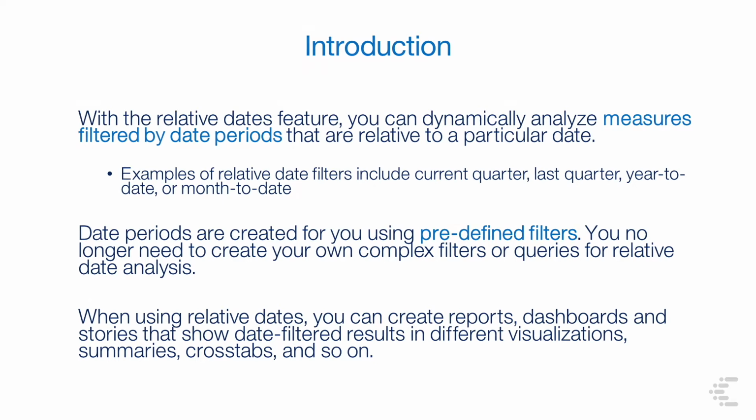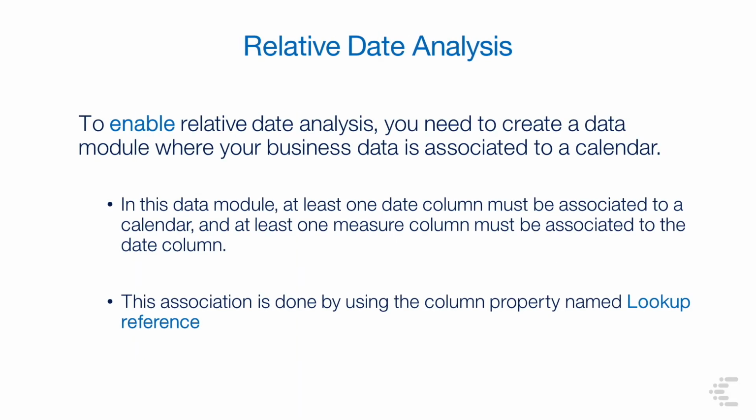When using relative dates, you can create reports, dashboards, and stories that show date-filtered results in different visualizations, summaries, crosstabs, and so on. To enable relative date analysis, you need to create a data module where your business data is associated to a calendar. In this data module, at least one date column must be associated to a calendar, and at least one measure column must be associated to the date column. The association is done by using the column property named lookup reference.